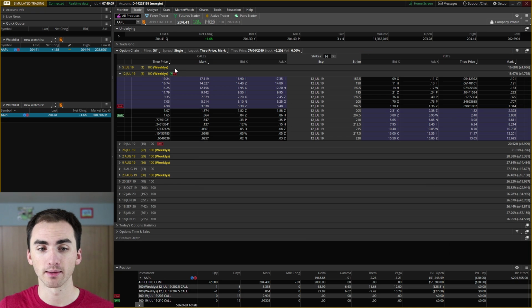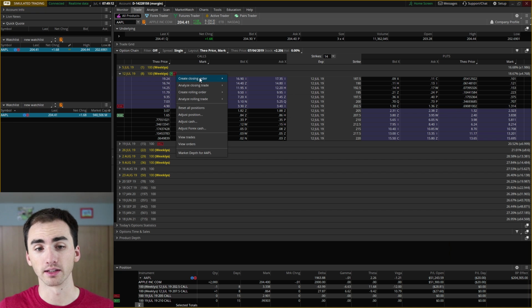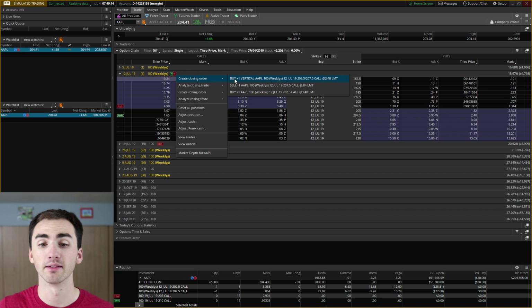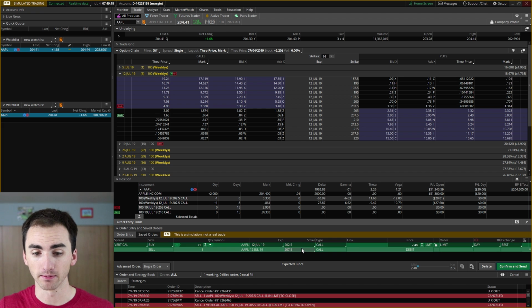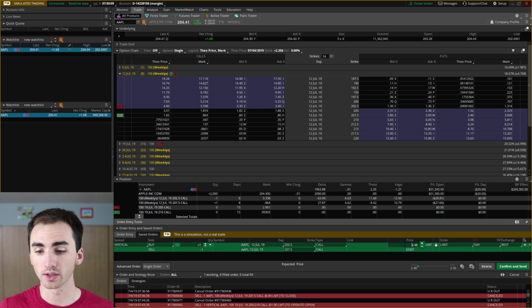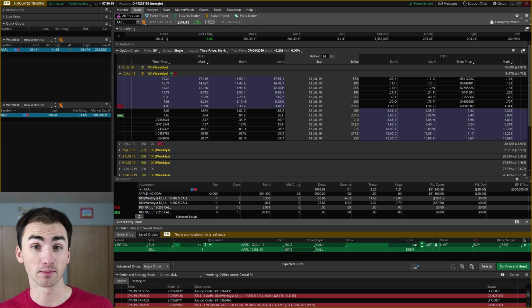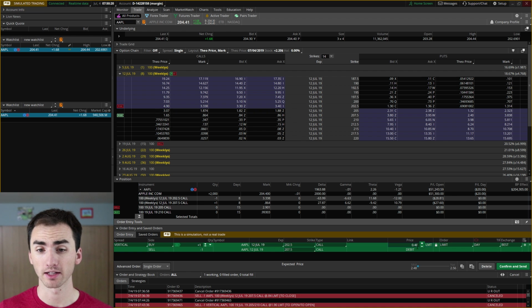Or in the trade tab up here, you can also just right click here and do create closing order and buy vertical back as well. And then that's going to bring up a close order tab. Quickly, what we want to do is say we want to buy this back for about 50 cents. Let's just say that's our 60% or 70% of max profit that we want. And then we're going to want to change this to good till cancel, or GTC.